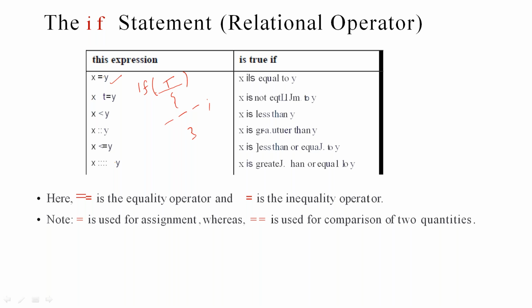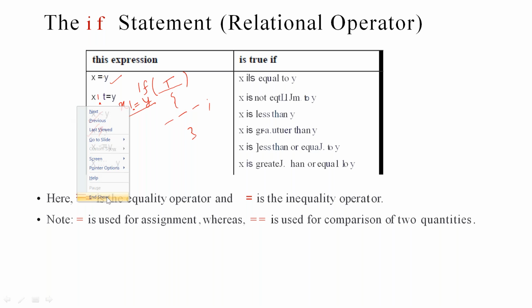Actually, I have converted this PDF into this PPT format. That's why it is coming like this. Otherwise, in the PDF format, it should be like this. x is not equal to y, right? So if x is not equal to y, and this condition is true, then only we are going to execute these statements. x is less than y, x is greater than y. Let me come to this.